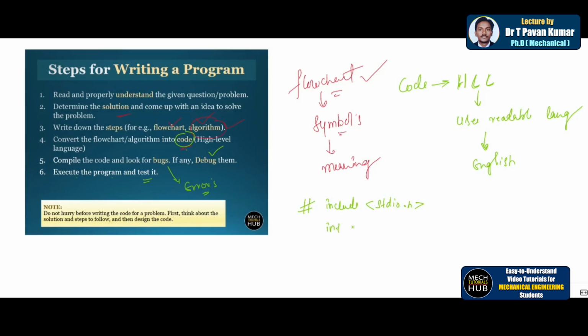Then I'll say int main. Whenever I say int, there should be an output, I mean a return value should be there. Then again a code. This flower bracket we call a code block.